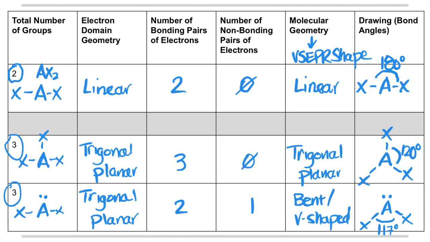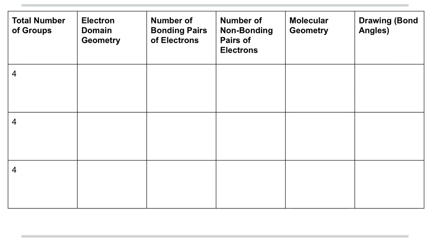So the electron domain geometry is based on the same trigonal planar shape, but the actual VSEPR shape name depends on whether they've got the lone pair of electrons or not, on whether it's called trigonal planar or whether it's called bent. The next electron domain geometry we're going to look at is for 4 total number of groups.